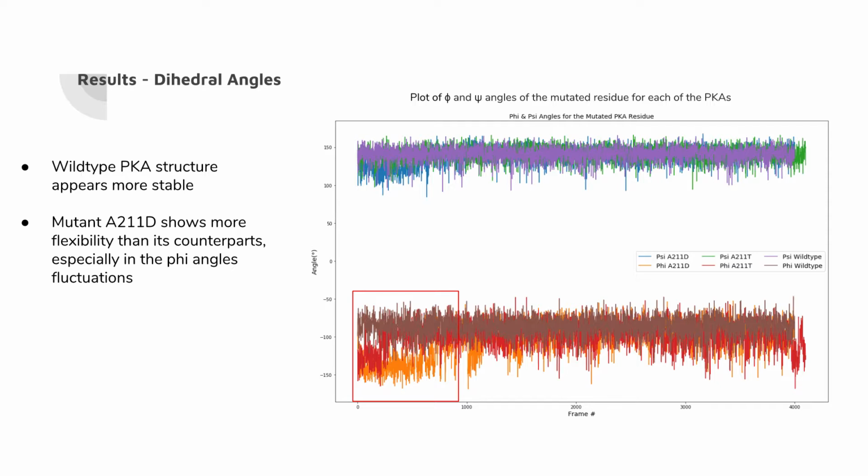Next, my dihedral angles graph shows the fluctuation of the phi and psi angles for each of the PKAs over the course of the trajectory. The wild type fluctuates less than its mutated counterparts. The interesting thing about this graph is that the two mutated residues also behave differently from each other, as you can see here.